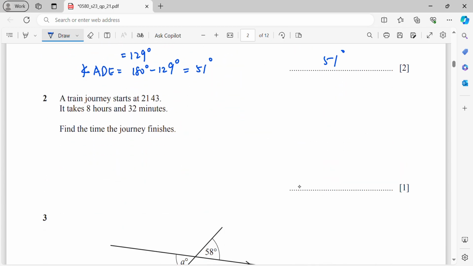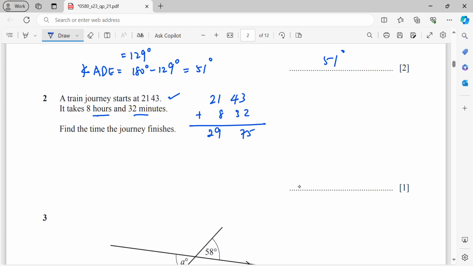Now for question number 2, a train journey starts at 2143. It takes 8 hours and 32 minutes. Find the time the journey finishes. So 2143 plus 8 hours and 32 minutes. So 43 plus 32 is basically 75. 21 plus 8 is 29.